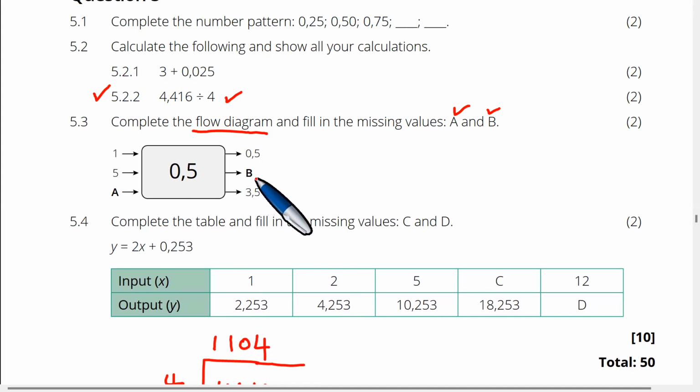Anyone, A or B, which one can you get first? Are you able to see the question? Yes, sir. Okay, right. So which one between A and B can you find first? I think A. You think A, okay. What do you think A is? I think it is 3.